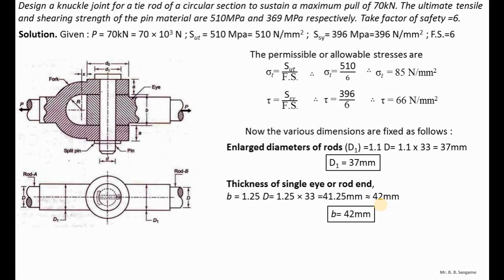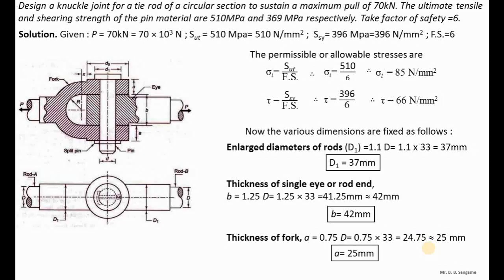Next, let us calculate the thickness of fork. It is represented by letter A, which is 0.75 into D. D is the diameter of rod. By calculation it is 24.75, so I have rounded up to the next digit of 25 mm. So the thickness of fork is 25 mm.